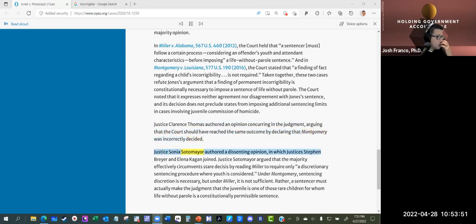Justice Sonia Sotomayor authored a dissenting opinion, in which Justices Stephen Breyer and Elena Kagan joined. Justice Sotomayor argued that the majority effectively circumvents stare decisis by reading Miller to require only a discretionary sentencing procedure where youth is considered. Under Montgomery, sentencing discretion is necessary, but under Miller, it is not sufficient. Rather, a sentencer must actually make the judgment that the juvenile is one of those rare children for whom life without parole is a constitutionally permissible sentence.